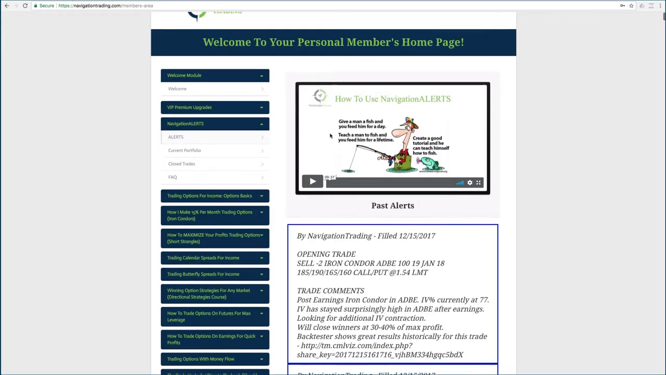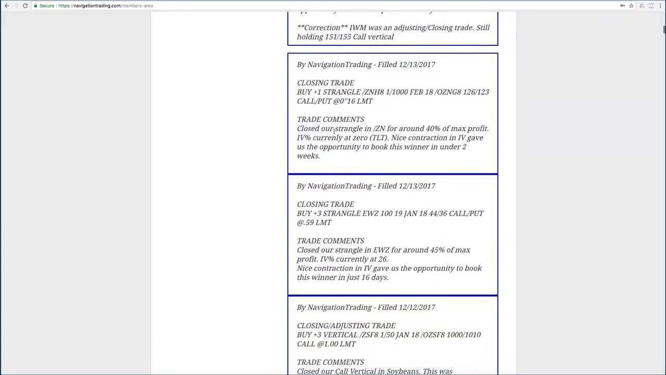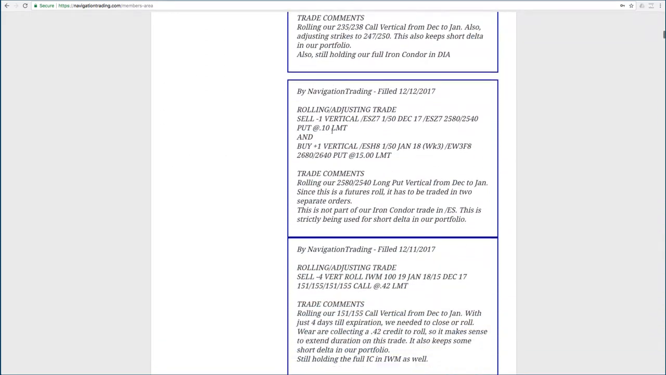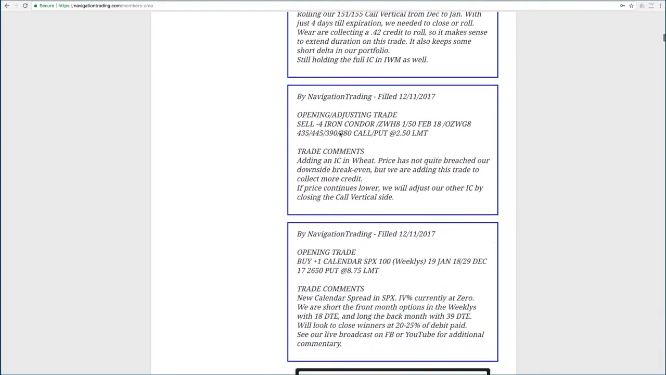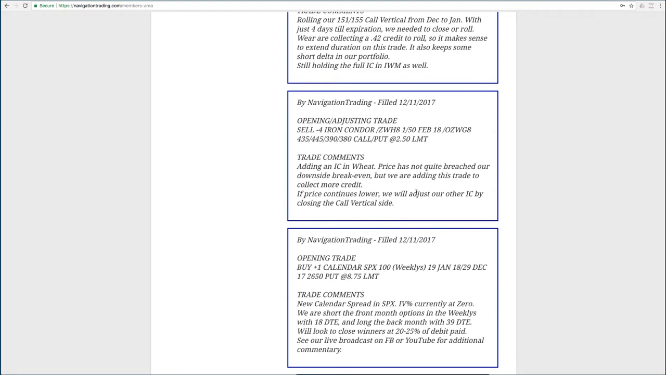So I had quite a few alerts this week, mainly due to being expiration week. We always have a lot of rolls and adjustments to do as expiration is nearing. So the first trade we put on Monday morning was an opening trade, and that was a calendar spread in SPX. So implied volatility is super low. It's actually at zero when we put this on.